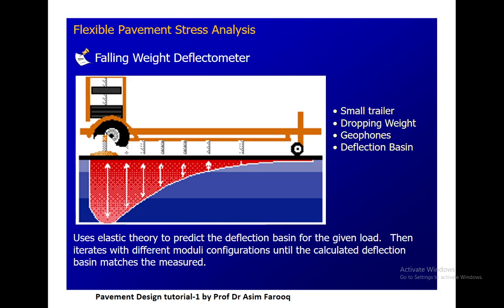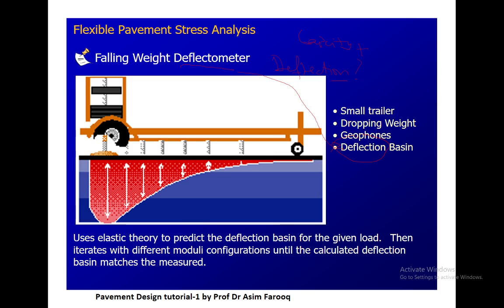Maybe some of you have heard this word before. This is a falling weight deflectometer. The purpose of the falling weight deflectometer is to evaluate or compute the physical properties of a pavement, such as the structural capacity, the overlay design, and also to determine if the pavement is overloaded.